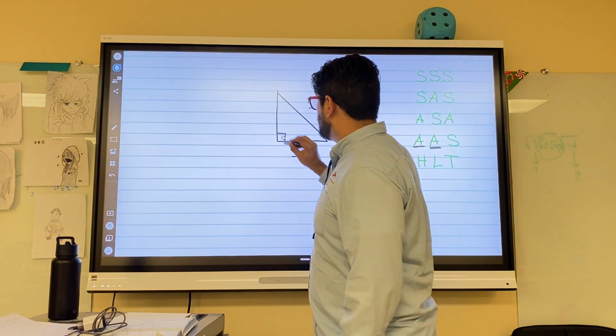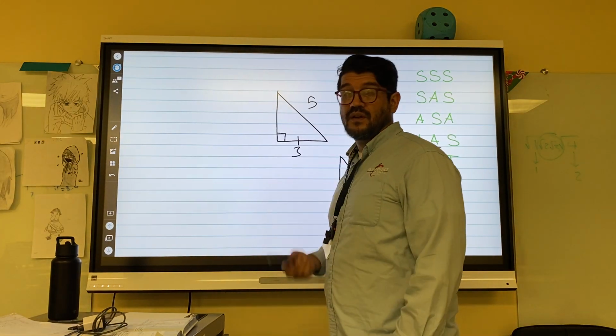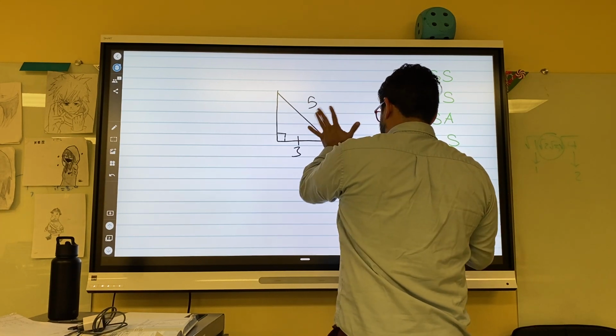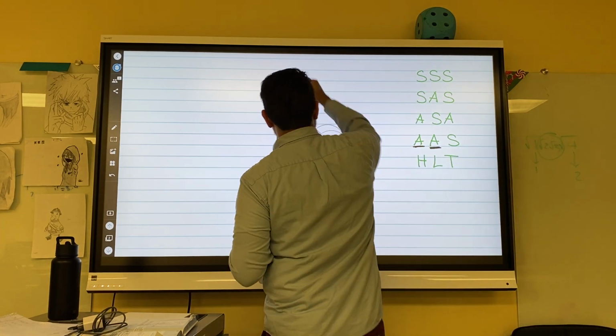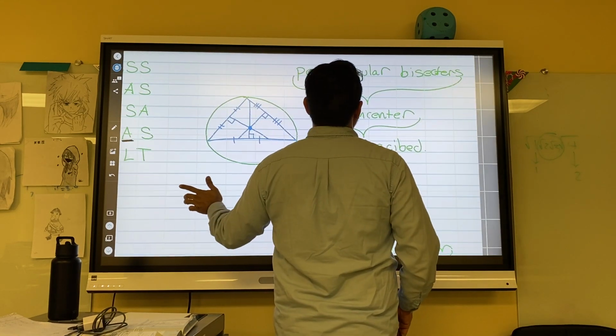Because the Pythagorean theorem would define this one as 4 and would define that one as 4. So it 100% makes it side, side, side, just knowing two sides of the right triangle are the same. It's called the hypotenuse leg theorem. Okay, next, a couple of vocabularies.